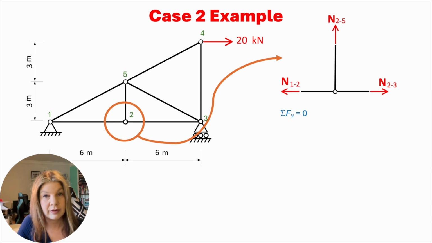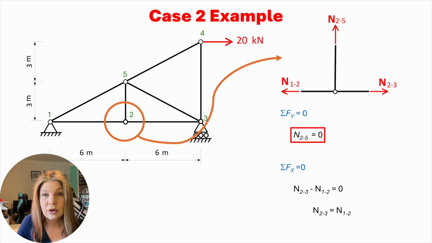So in this case, if I were to analyse the forces in the y direction, I get that N25 equals 0. In the x direction, I can only say that N23 equals N12. I can't really tell you more than that, what the values are, but I can tell you that they are going to be equal and opposite.